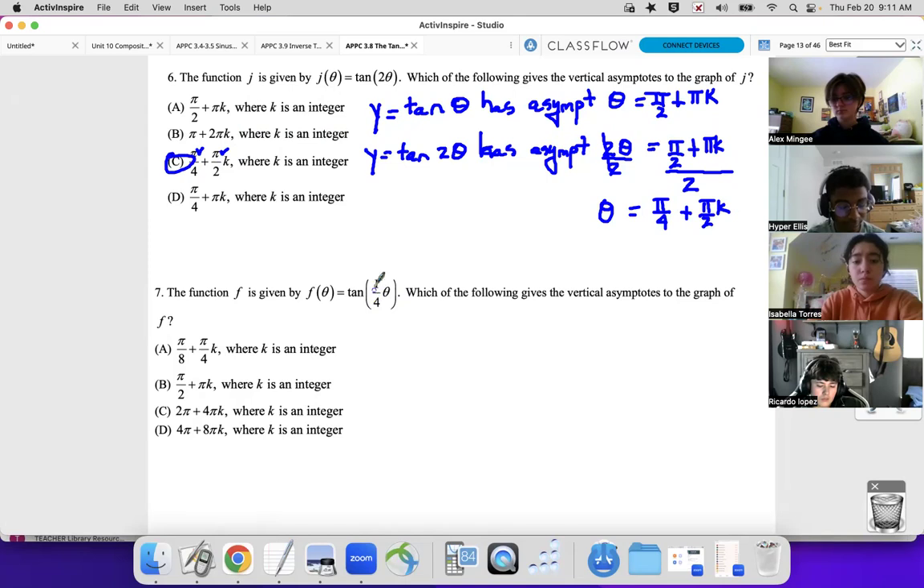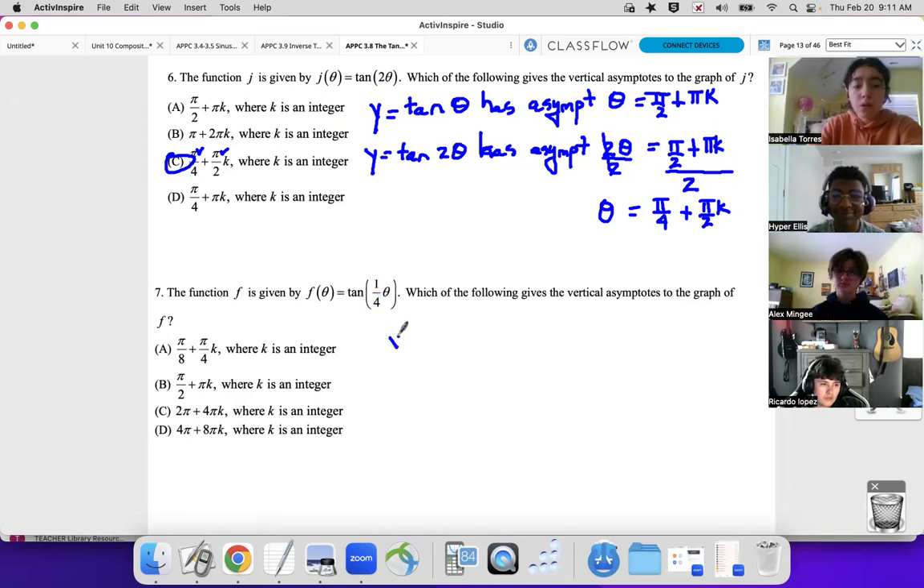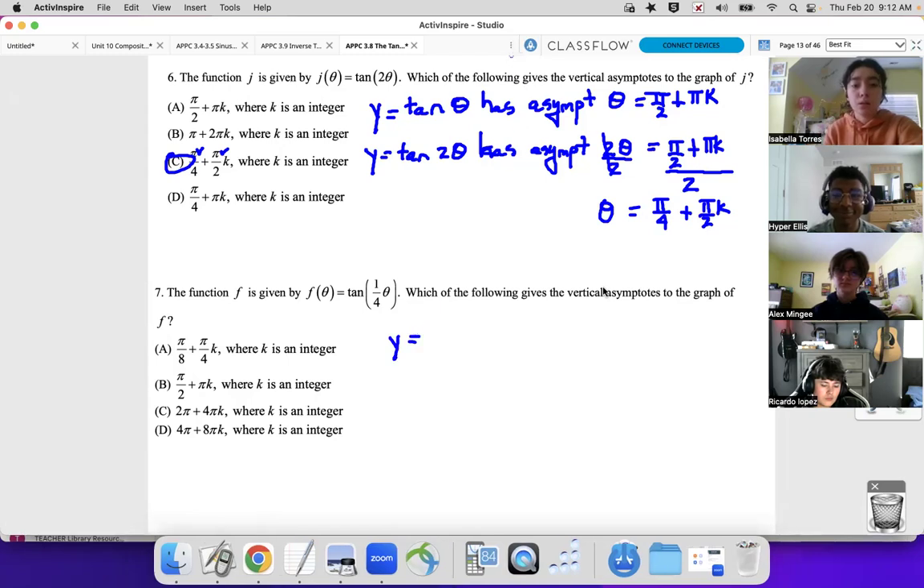Now, what are you going to do with this one to both sides? Since we divided by 2, what are we going to do here? Thoughts? Go ahead, Isabella.